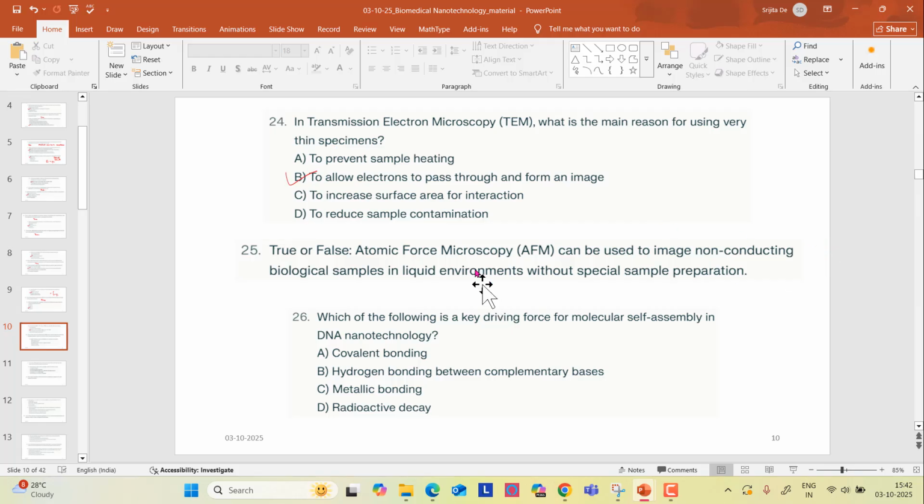Next, atomic force microscopy can be used to image non-conducting biological samples in liquid environments without special sample preparations.